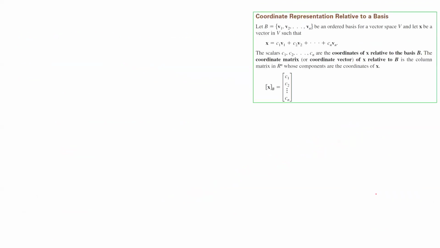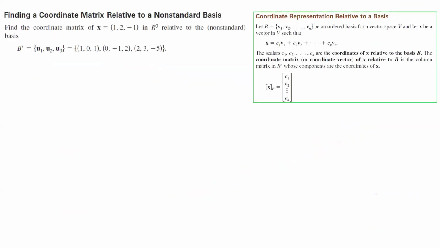Now, take a look at this vector X, which is (1, 2, -1). And the question says, find the coordinate matrix of this vector in the space relative to the non-standard basis B prime, which is given to you as (1, 0, 1), (0, -1, 2), and (2, 3, -5).